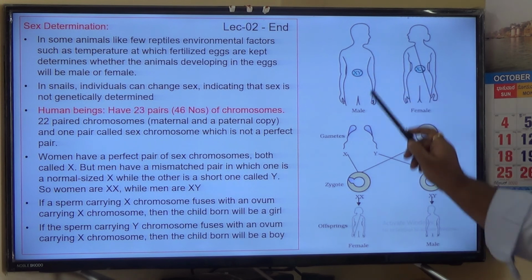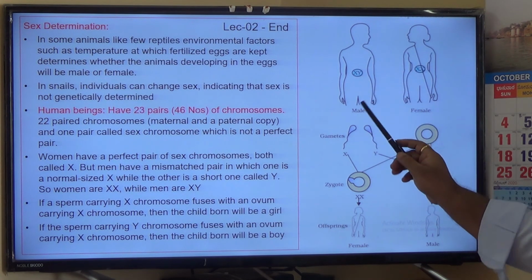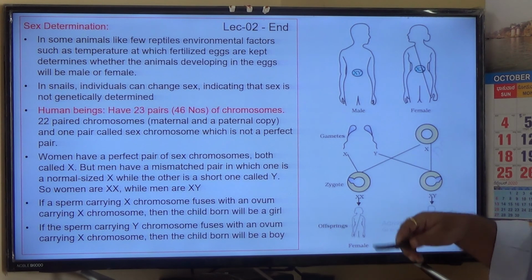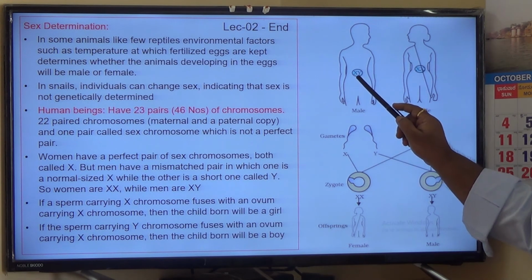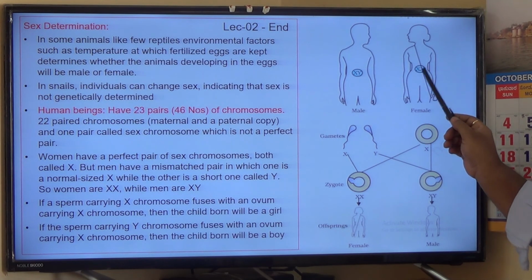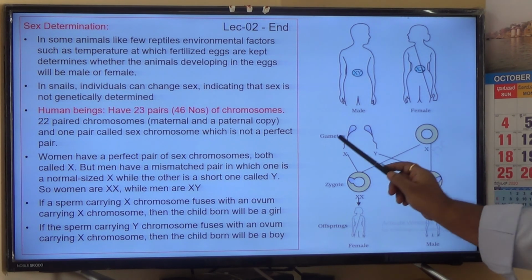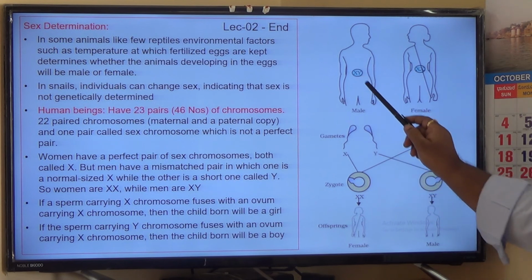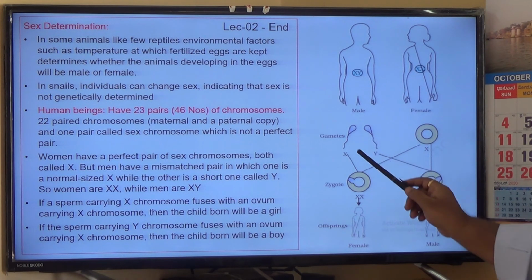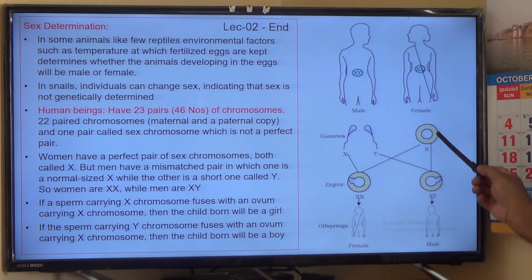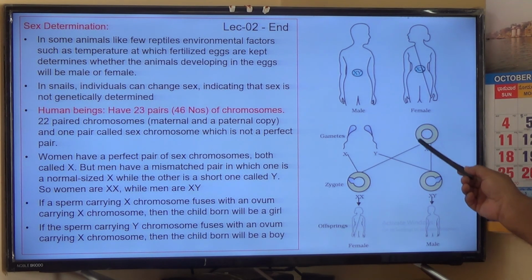We know that males are represented by XY because they have a mismatched pair of chromosomes, especially the sex chromosomes. X is normal sized and Y is a shorter chromosome, whereas in females it is both XX chromosomes. Now, these are the gametes here. The gametes can have either an X chromosome or a Y chromosome, because only half the number will be there. So it can be either X here or Y here, whereas in the case of female, in the case of the egg, it is only the X chromosome.